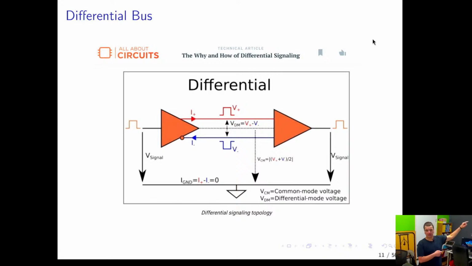Another super cool feature of this is that the EMI coming off the differential bus is lower than a single-ended one. The main reason is that because these have opposing signs, the interference is also coming off opposite. When the lines are close together, the interference is reduced. And that's why you would see it running on a twisted pair.